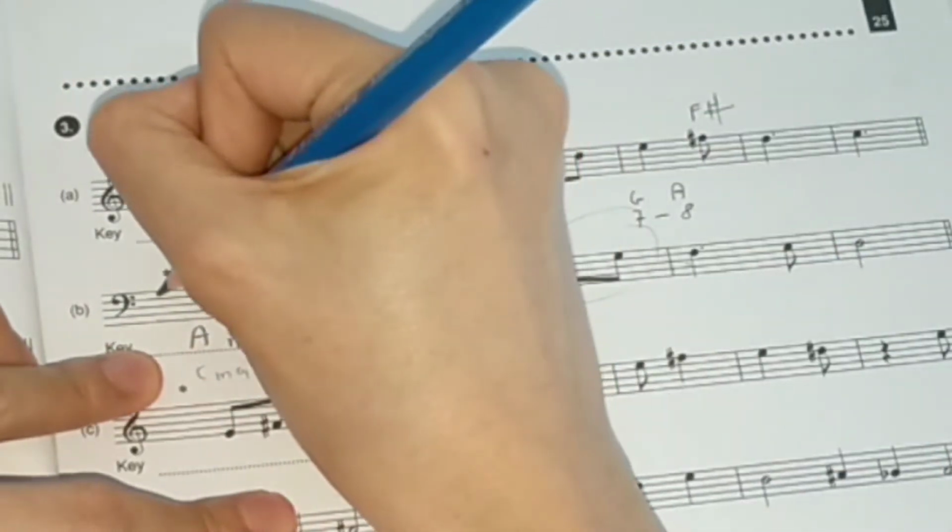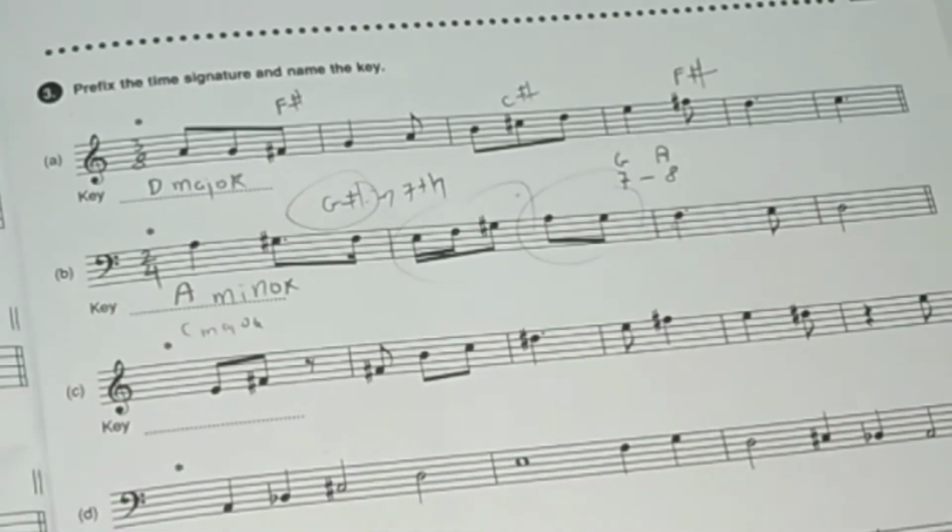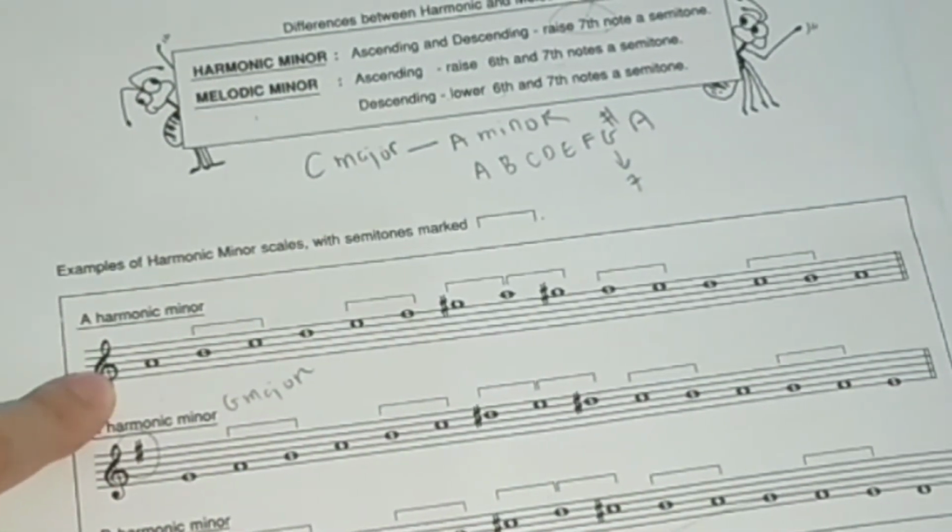And then time signature, 1 count, 2 count. 1, 2 is very obvious. This is 2 crotchets in a bar, so 2, 4. Yeah, so we go back to A minor here.